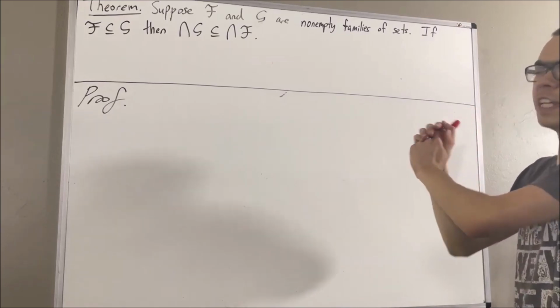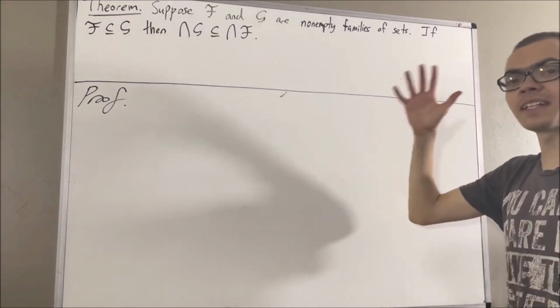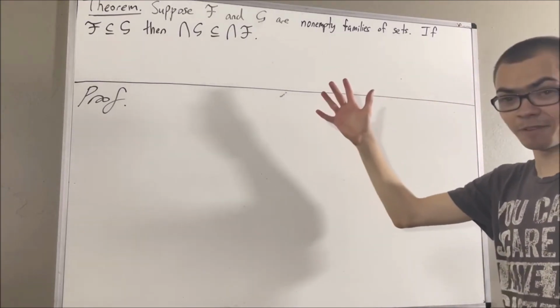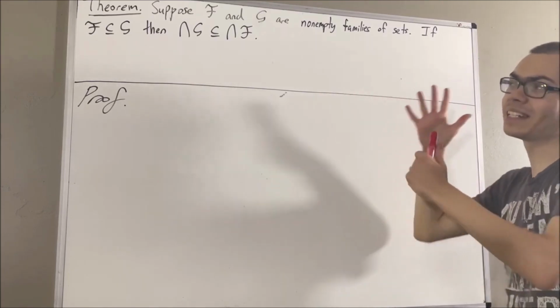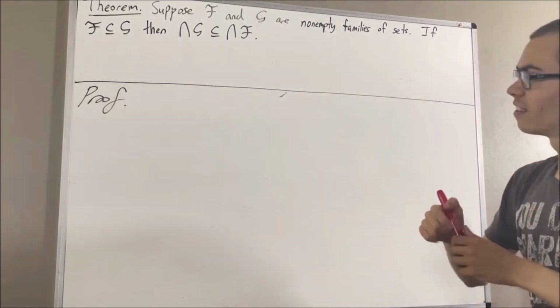Now, if you recall, given a family of sets f, to say that x is an element of the intersection of f means that x is an element of every set in f.